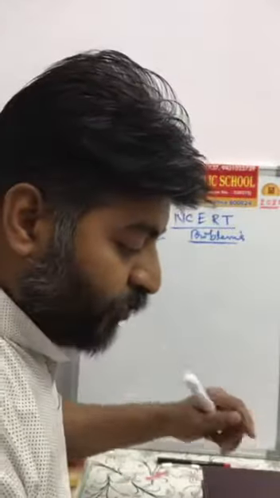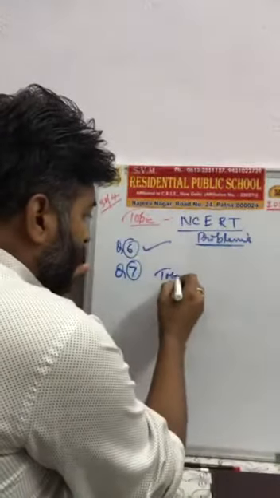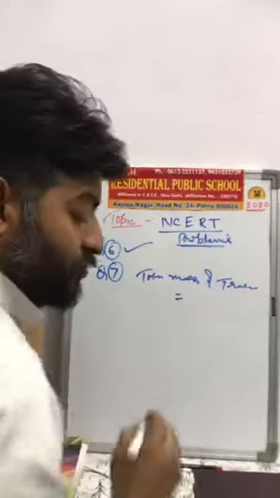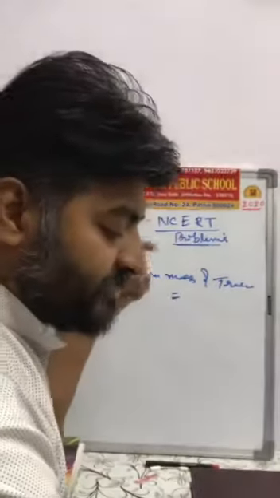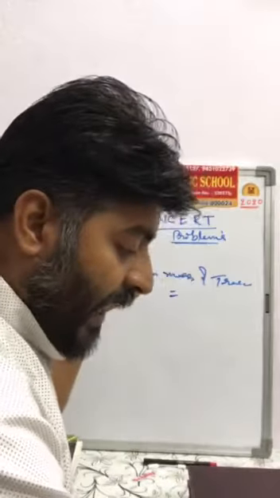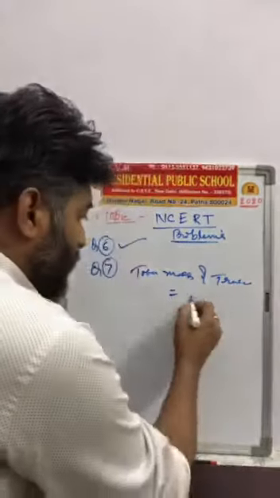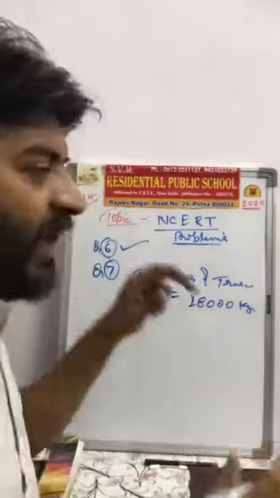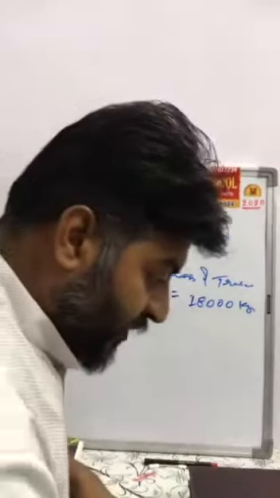This question tells that an 8,000 kg engine pulls a train of 5 wagons, each of 2,000 kg. The train has 8,000 kg mass of engine and 5 wagons of 2,000 kg each, so the total is equal to 18,000 kg. This is the total mass of the train.